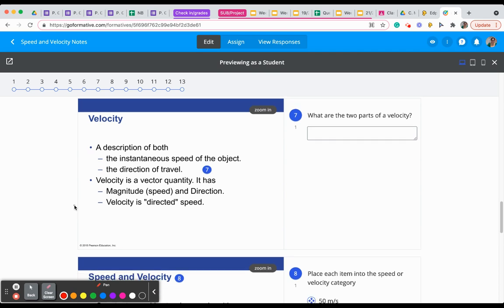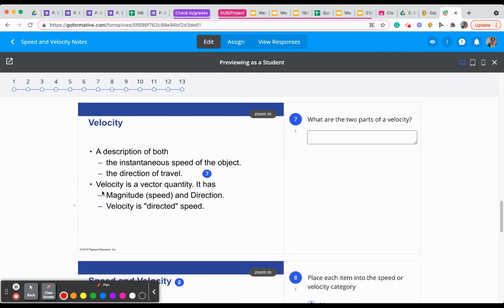Velocity. So velocity differs from speed slightly. Velocity has two components. It has the speed and it has direction. So you have speed and you have direction, speed and direction, speed and direction. All right. So you have the amount of speed, so meters per second, miles per hour, and the direction, north, south, northeast, 50 degrees north, whatever direction. It is a combination of both the instantaneous speed of the object and the direction of travel.